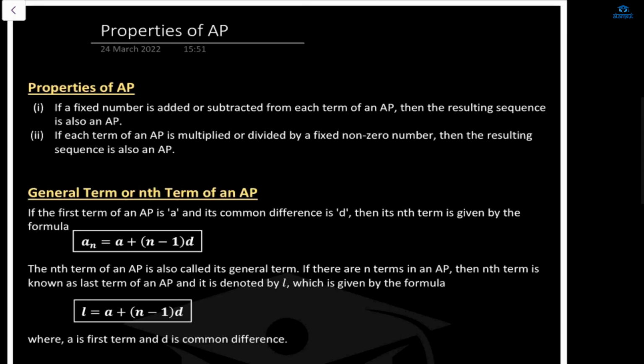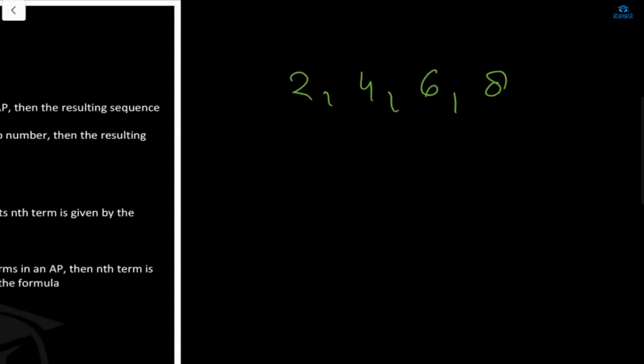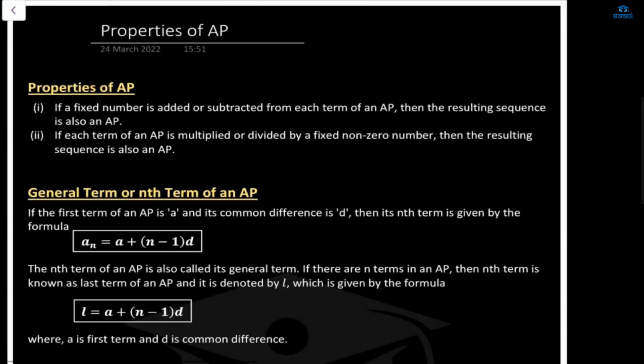For example, if you are having 2, 4, 6, 8, this is an AP. Why? Because the common difference is 2. And if I subtract 1 from each, the new sequence will also be an AP. If each term of an AP is multiplied or divided by a fixed non-zero number, then the resulting sequence will also be in AP. In 1-mark questions, something like this can be given. The new series will be like this when a number is added to each term of an AP.